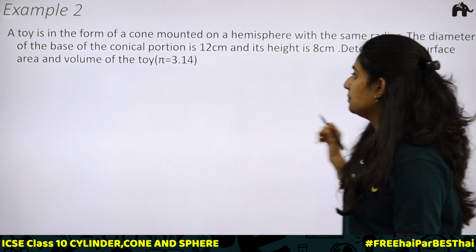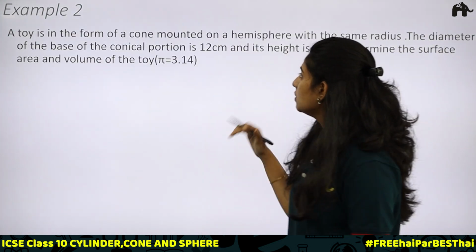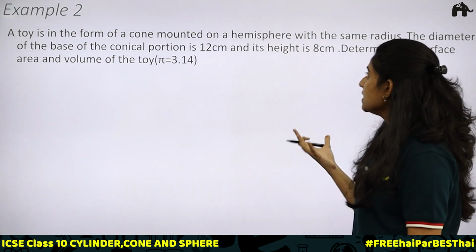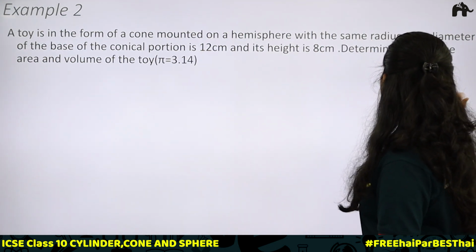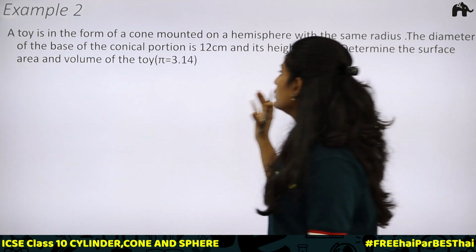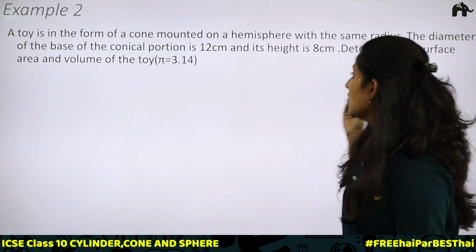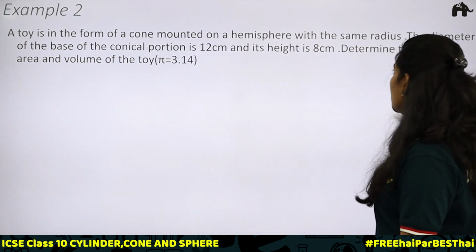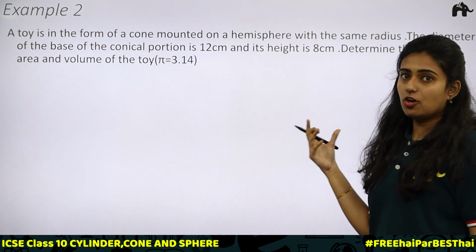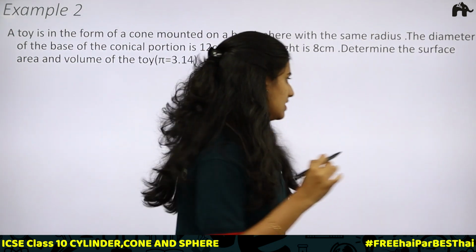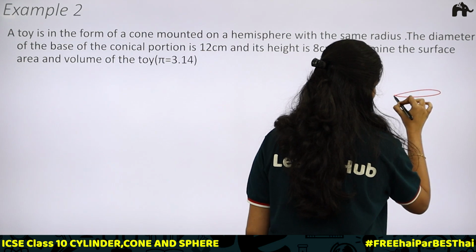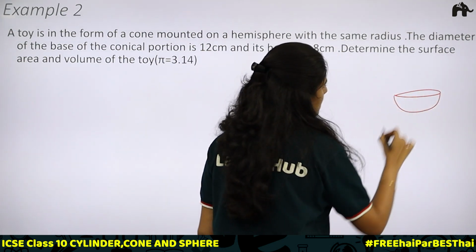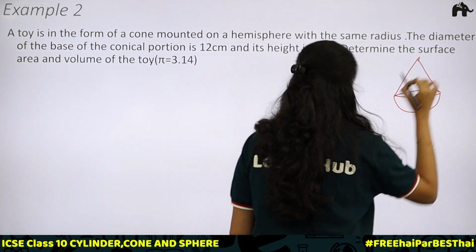Understood? Second example: a toy is in the form of a cone mounted on a hemisphere with the same radius. The diameter of the base of the conical portion is 12 cm and its height is 8 cm. Determine the surface area and volume of the toy. So let us make a rough figure. We have a hemisphere at the base and a conical portion above it.